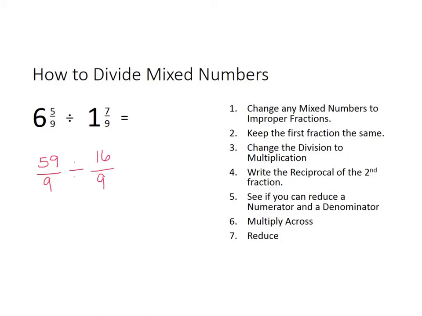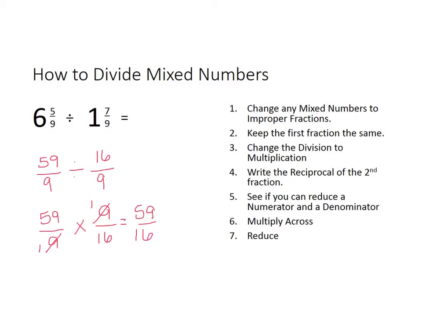Step 2, keep the first fraction the same. Step 3, change the division to a multiplication. And step 4, write the reciprocal of the second fraction. Now, see if you can reduce a numerator and a denominator. Well, we can. We have a 9 as a numerator and 9 as a denominator. We can divide them both by 9, change them both to 1. So now we have 59 over 16.